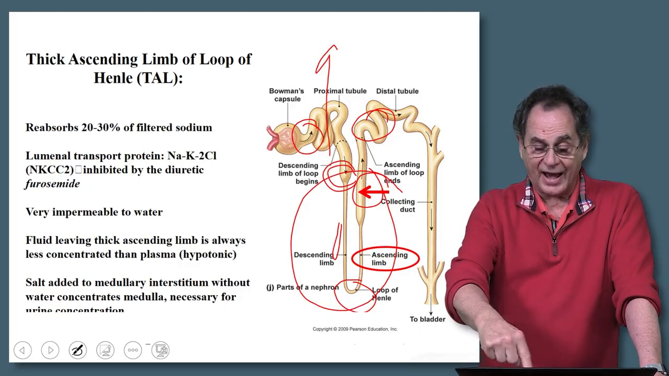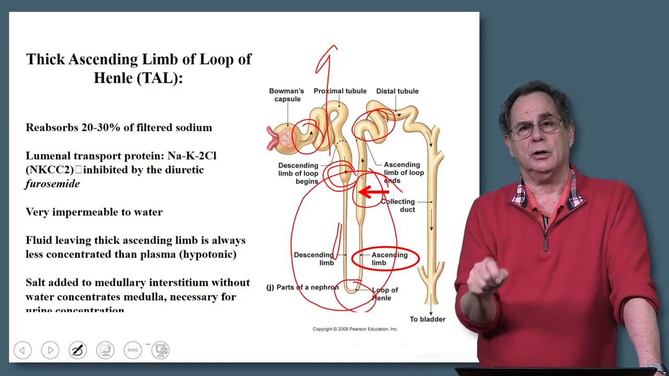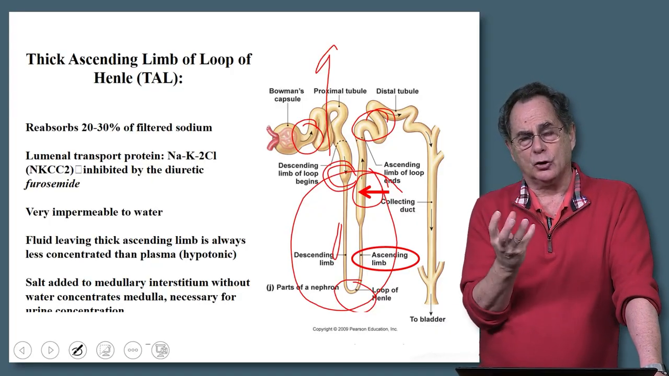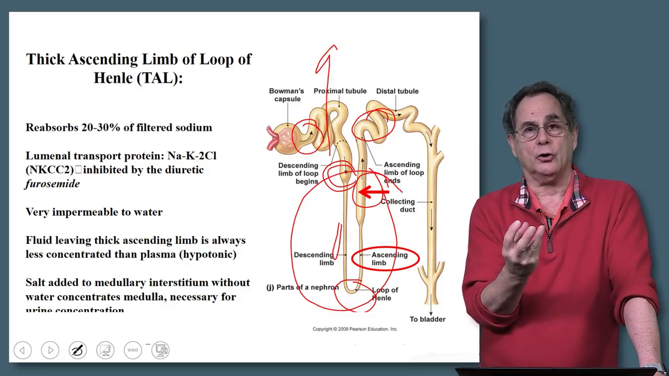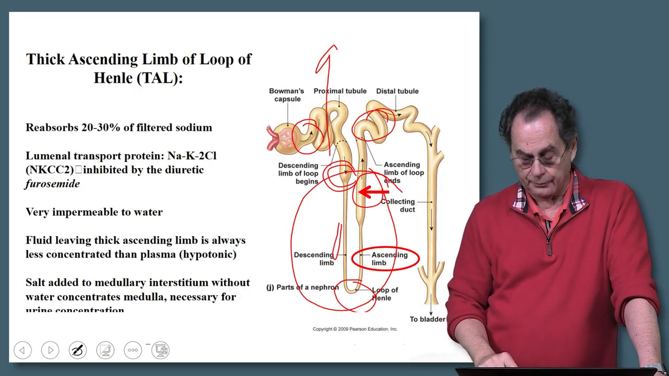And we'll see how this anatomy, coupled with this very particular physiology and transport proteins and aquaporins, enables the kidney to create an interstitial milieu that allows you and I to concentrate our urine if required.